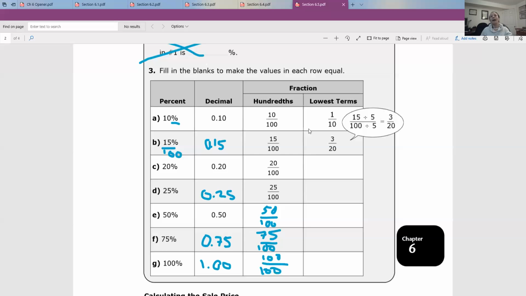Okay? All right. This last column, we are looking at these fractions and we are reducing the fractions. We're putting it into lowest terms. So you have to find a number that you can divide the top and bottom by. So in the first example, they divided the top and bottom both by 10. So 10 divided by 10 is 1. And 100 divided by 10 is 10. So our reduced fraction is 1 out of 10. This one here, 15 out of 100, 15 divided by 5 is 3, and 100 divided by 5 is 20. Okay, and there's nothing that goes into 3 that also goes into 20, so we leave it here.